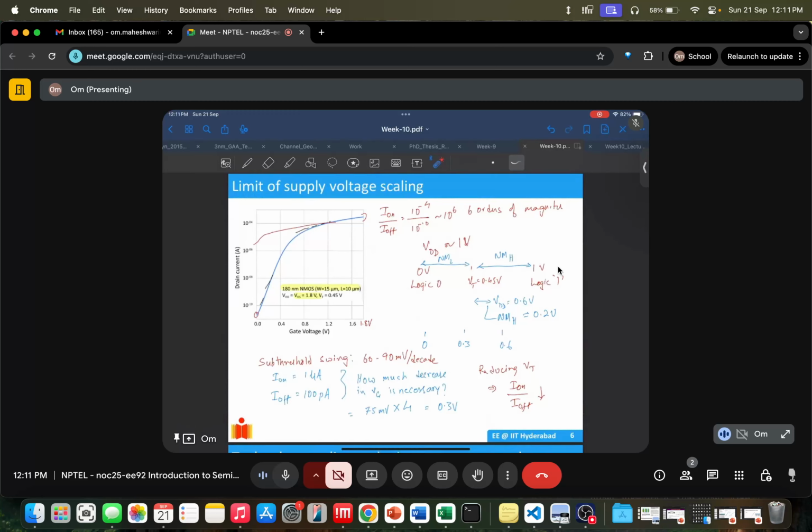When we scale the supply voltage, we are reducing VDD to 0.7 times VDD, so our threshold voltage is also reducing to 0.7 times VTH. It creates a problem because if threshold voltage is reducing, your off current is increasing, right? And what you want is a higher I on by I off ratio, more than 10 to the power 6 or 7. But when you are scaling, your short channel effects increase and your off current is actually increasing. This creates a problem that we have to manage.